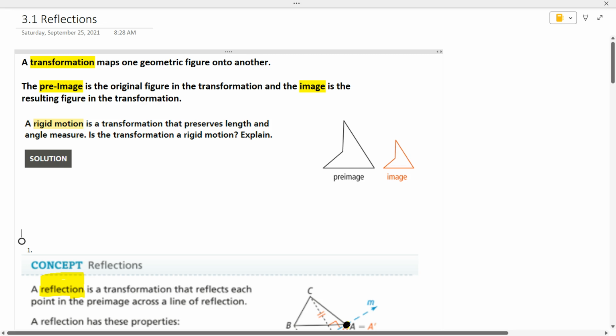What that is called is a dilation, and we'll get to that in chapter 7 when we're doing similar figures. Okay? So that would be a dilation. Okay, we're not doing dilations this chapter. We're doing reflections, rotations, and translations.